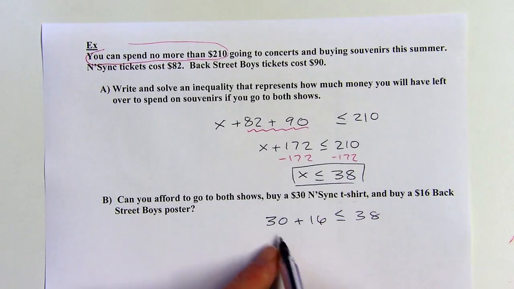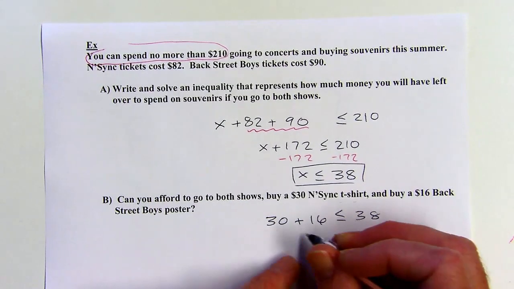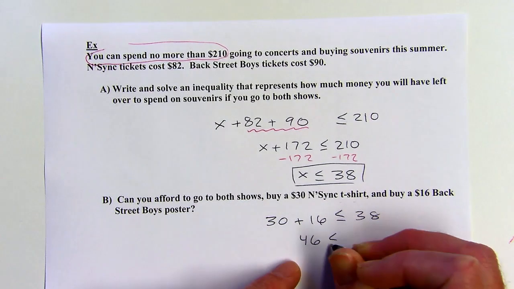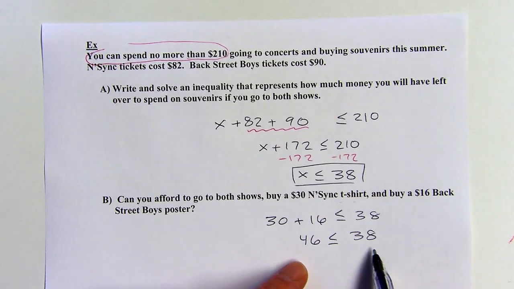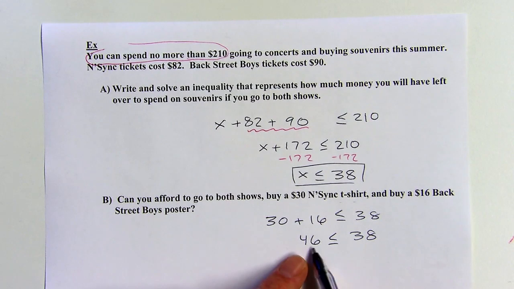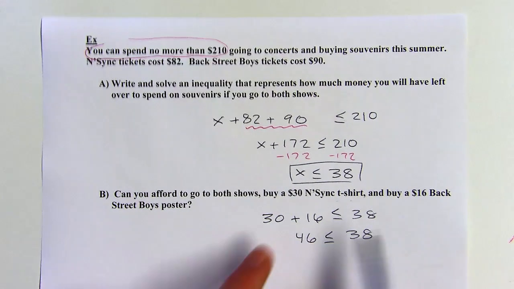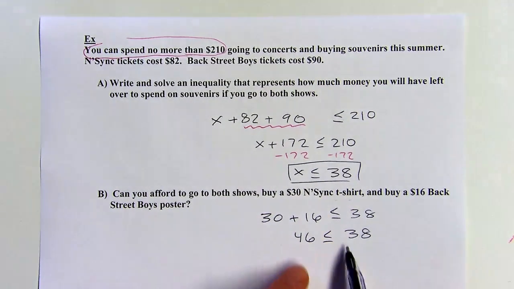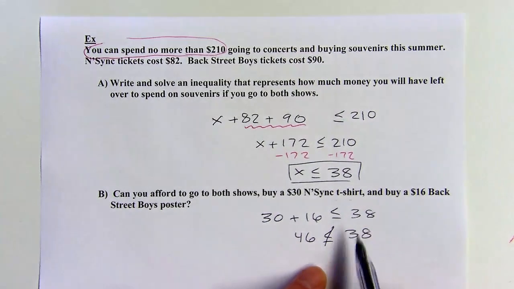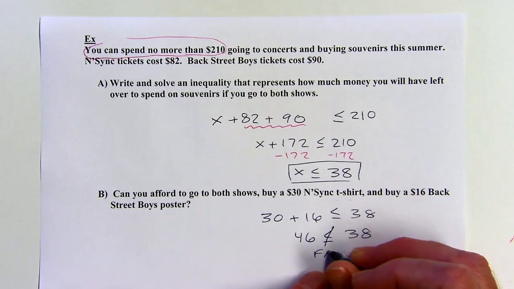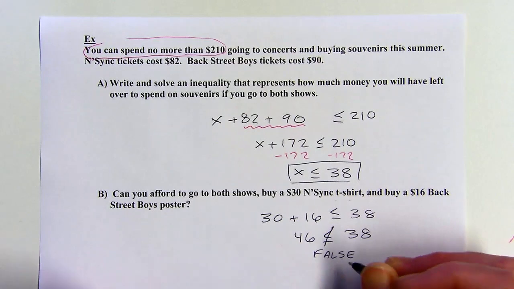I'm going to simplify this, and over here on the left, 30 plus 16 is 46. And then I want to see, is this a true statement? Is $46 less than or equal to 38? It's not, right? If we want to buy $46 worth of souvenirs, a t-shirt and a poster, and we only have $38 to spend, that's not going to work. This is a false statement. So I'm going to cross that out and say that this is a false statement. And that means our answer is no.